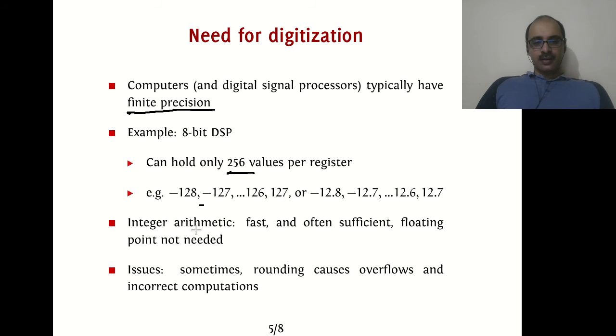Why is this preferred? That is because integer arithmetic is fast and often it is sufficiently accurate to perform the signal processing operations that you need, and floating point operations are not needed. But there are a host of issues because this rounding can cause changes, and then performing computation on these changed signals can lead to errors as well as some overflows and some incorrect results that can spoil your system. This is something which we will not see right now, but we will look at this towards the end of the course.